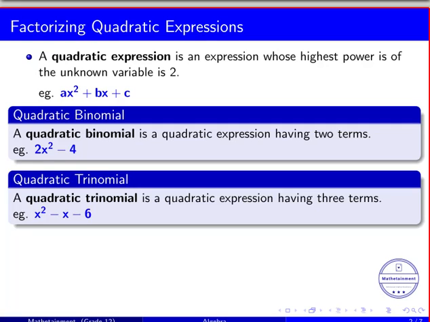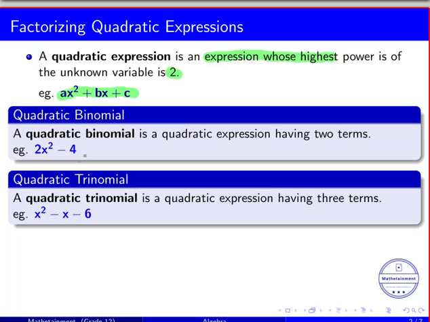Well, we define a quadratic expression as an expression whose highest power of the unknown variable is 2. Once you see that the highest power of the unknown variable is 2, then you know that you have a quadratic expression. For instance, look at this general expression that I gave you there. The expression is ax squared plus bx plus c. The unknown variable there is x, and the highest power of x is 2. So this confirms that you have a quadratic expression there.